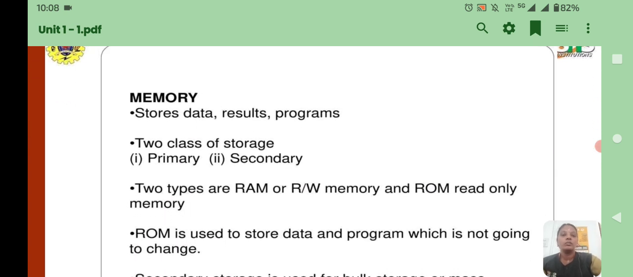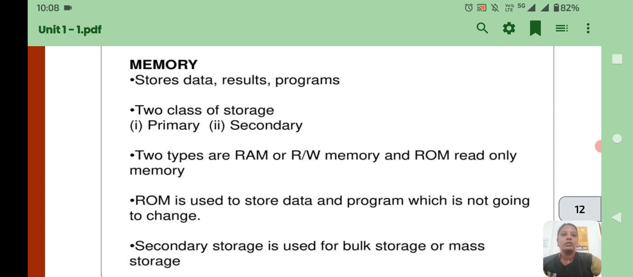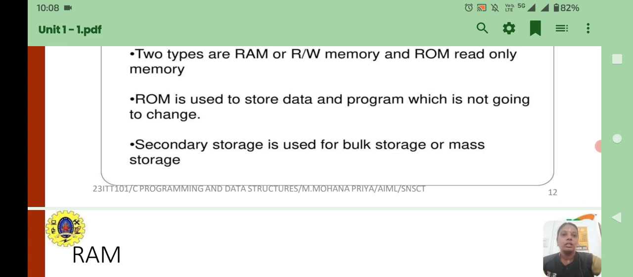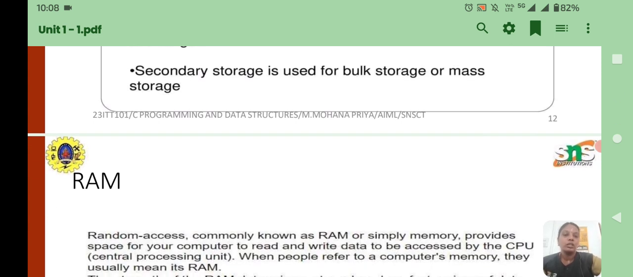Then the memory is used to store the data, results and programs. There are two types of memory: primary memory and secondary memory. Primary memory has two types: RAM, or read and write memory, and ROM, or read-only memory. ROM, read-only memory, is used to store the data and programs which are not going to change. Secondary memory is used for bulk storage or mass storage, that means our CD, pen drive, like that.